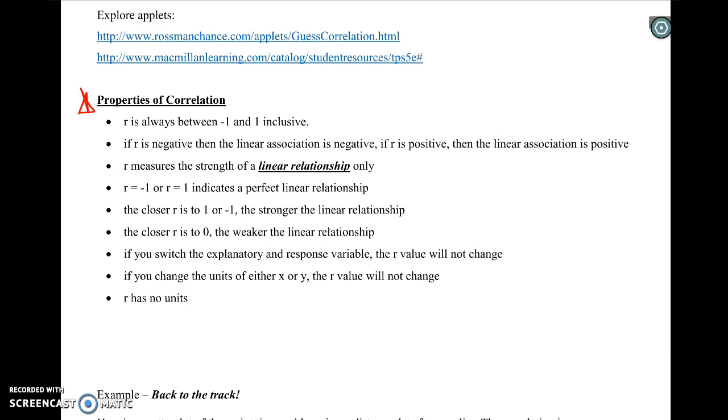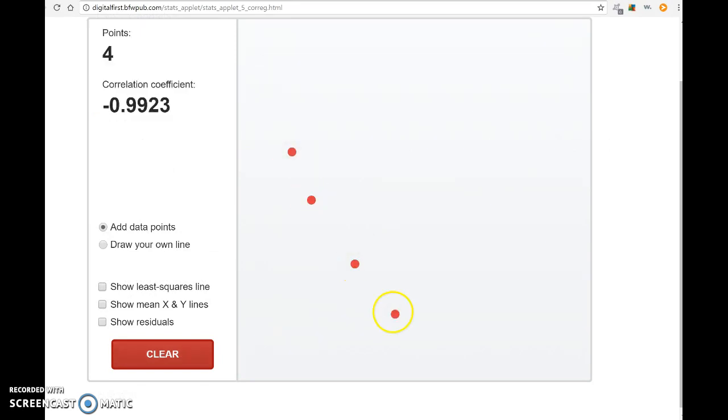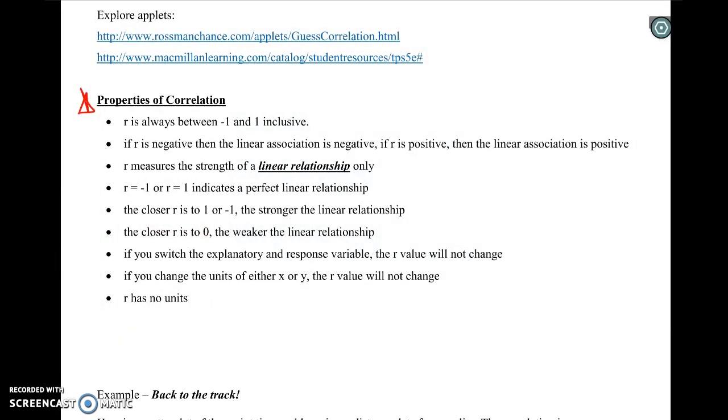R measures the strength of the linear relationship only. Let's go back to this point one right here. If I were to ask you for the strength of this relationship, you should say it's a very strong nonlinear relationship. But look how the R value is practically 0. So, you know, a strong relationship would have an R value of like 0.9 or 0.99. But if it's not linear, then this R value isn't a measure of the strength of a nonlinear relationship. So we don't use the R value if we have a nonlinear relationship.